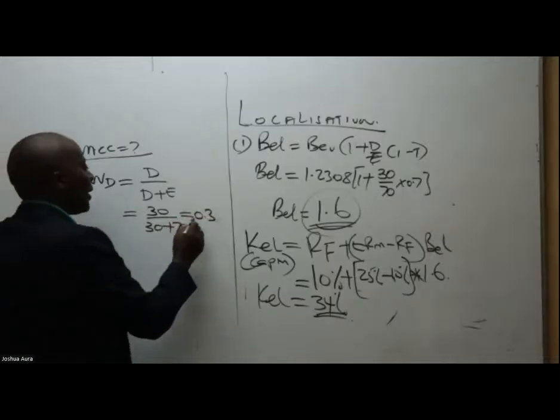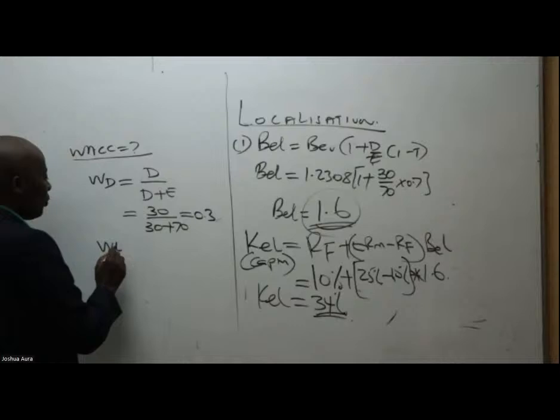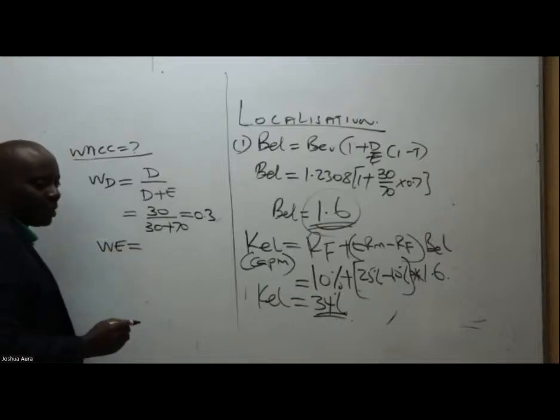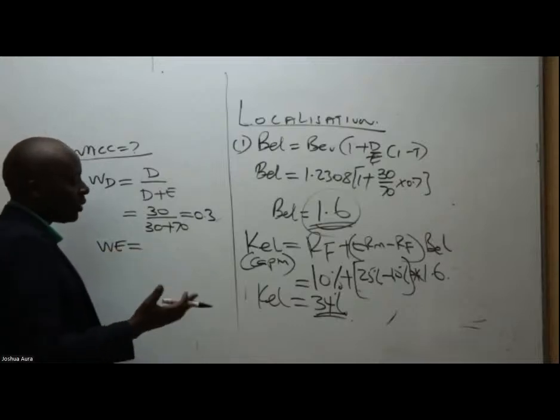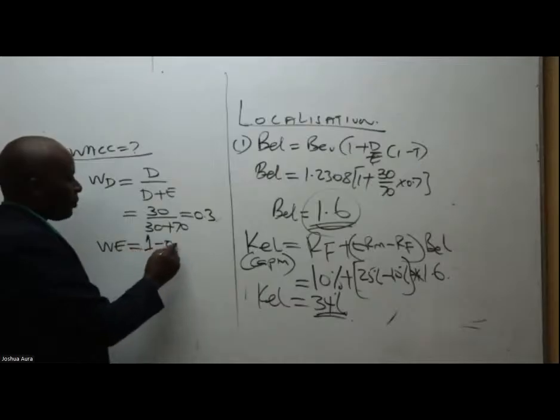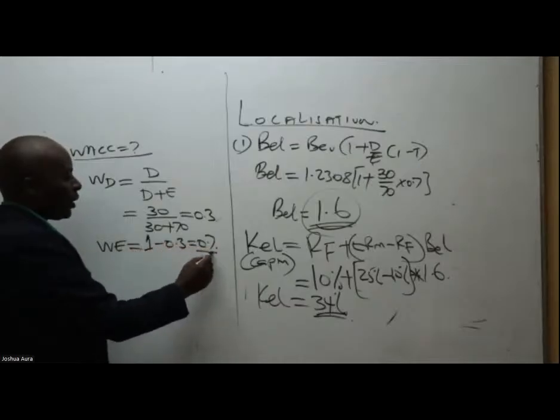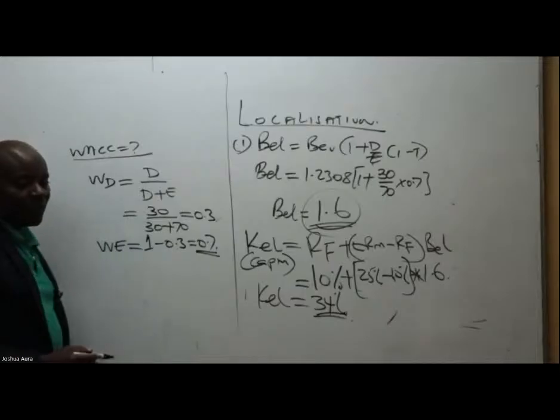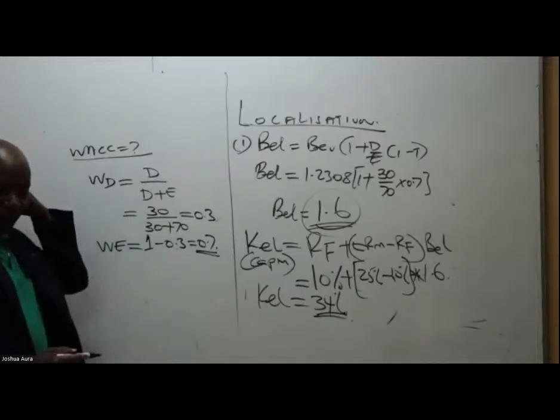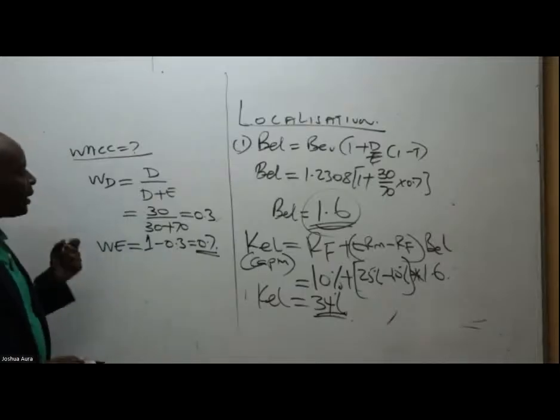Once I get the weight of debt, getting the weight of equity will not be a big deal. It is 1 minus 0.3, which gives me 0.7.